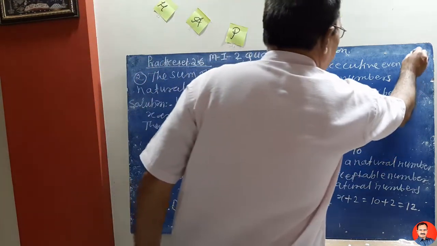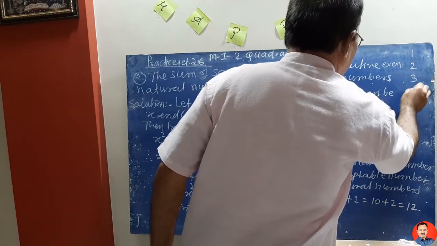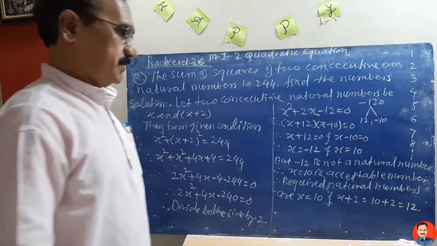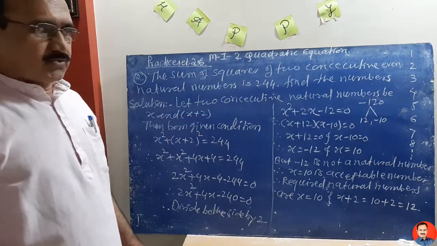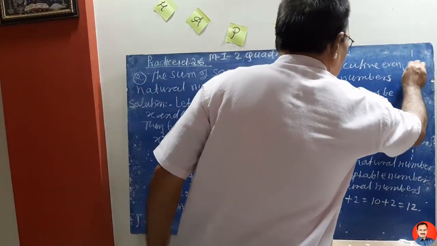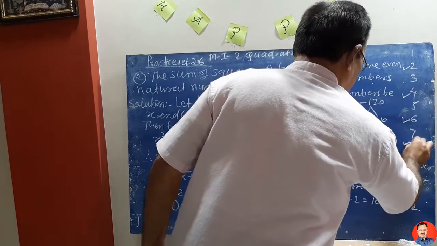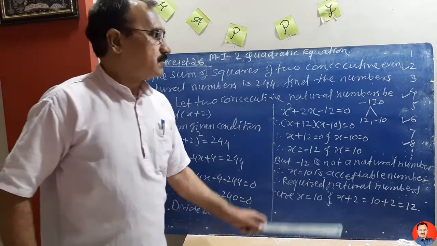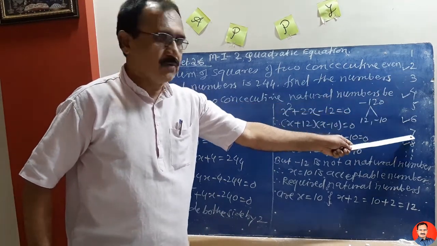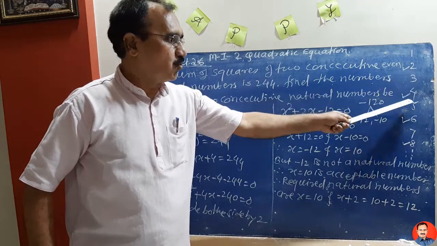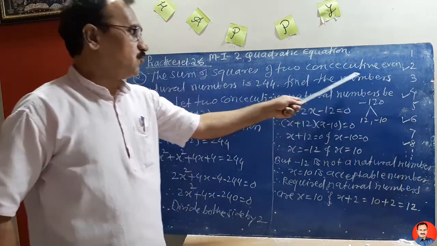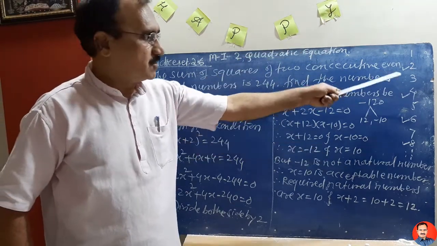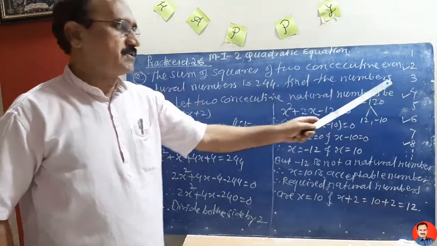You know students, 1, 2, 3, 4, 5, 6, 7, 8 and so on. In these numbers, which are even numbers? 2, 4, 6, 8 and so on. 1, 3, 5, 7 are odd numbers and 2, 4, 6, 8 are even numbers. Here we have to assume the two consecutive even natural numbers. These are all natural numbers, but 2, 4, 6, 8 are even natural numbers.